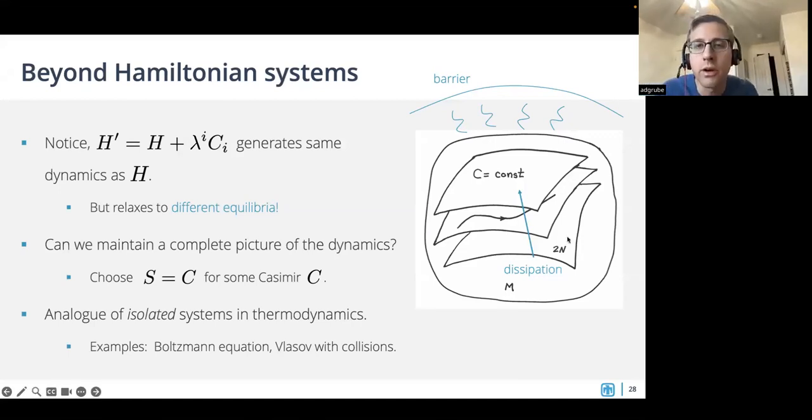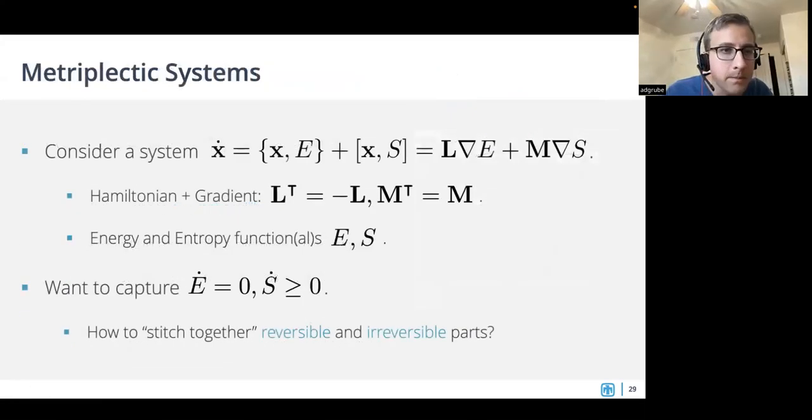This is something where I assume that there's a barrier outside which traps me. I don't have anything outside the barrier, but I still want to dissipate information. So how do I do it? Well, I dissipate it through the generation of entropy. And I'll make this more explicit by telling you this is essentially what I've described for you as what we call the metroplectic formalism, where I take a Poisson bracket and an energy function, and then I add to it a degenerate metric bracket and an entropy function.